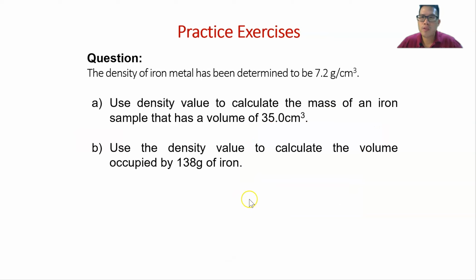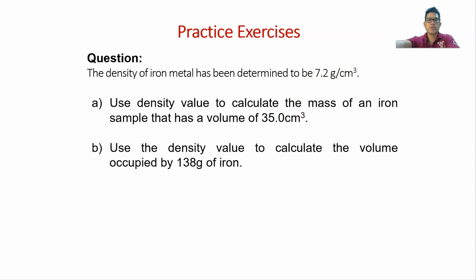So, some very simple calculations. Again, more calculation can be practiced in the tutorial question. Please try it. It's slightly more challenging. The density of iron metal has been determined to be 7.2 grams per cm cube. So this is volume: cm cube is a volume, so grams per volume. So this one is the density. Use the density value to calculate the mass of an iron sample that has a volume of 35 cm cube. So very simple. You just multiply this number with this, you will get the gram.